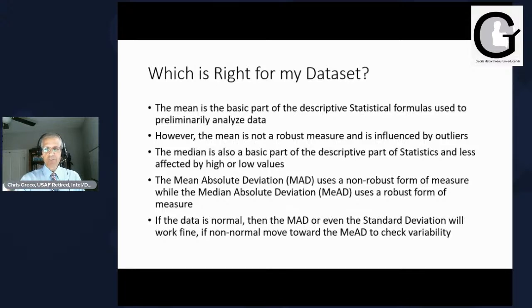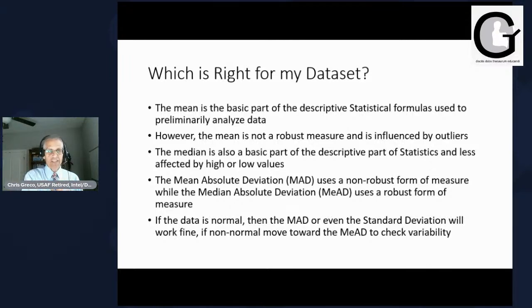The median, by the way, is also part of this descriptive part of statistics, right? But it's less affected by highs and lows. The mean absolute deviation uses the non-robust form of measure, while the median absolute deviation uses a more robust form of measure. Remember, robust, right? It's not affected by the highs and lows.